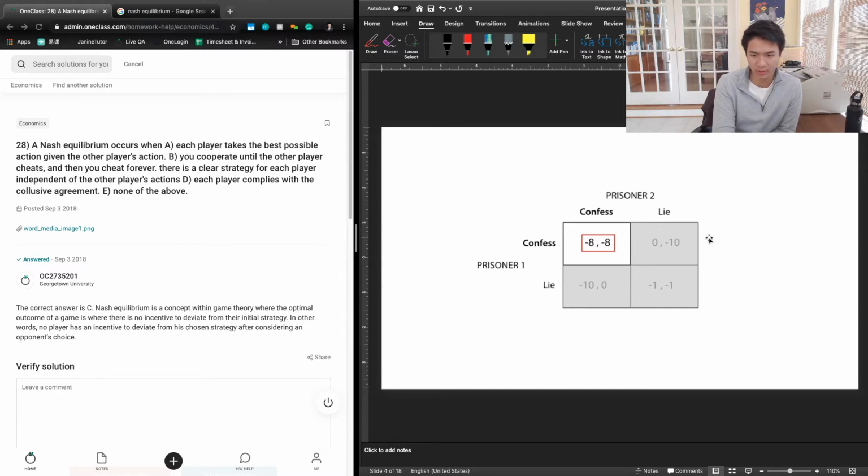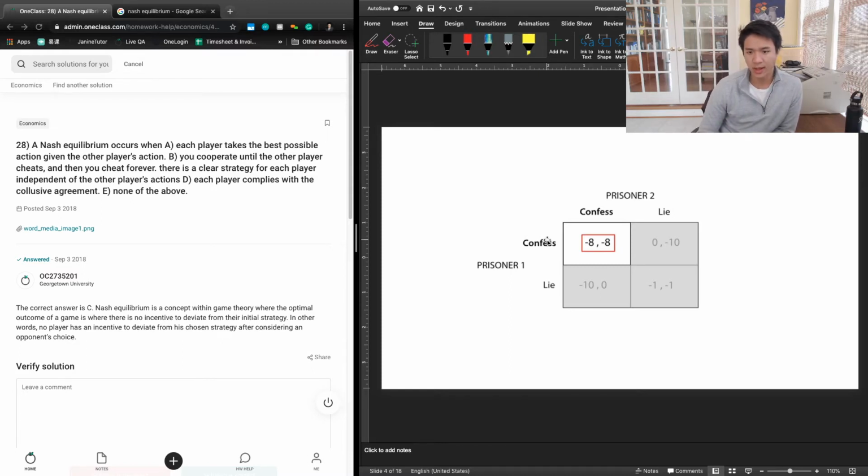If he knew that we were going to confess, he would choose to confess. If he knew that we were going to lie, he would choose to confess, right? So both people have a dominant strategy of confession, and therefore, no matter what the other person does, they would choose to confess. That's why mutual confession with 8 years in jail is the Nash equilibrium where this game theory problem ends up, even if there is a better outcome if we had both coordinated and chosen to lie, right? And so that is the idea of Nash equilibrium.